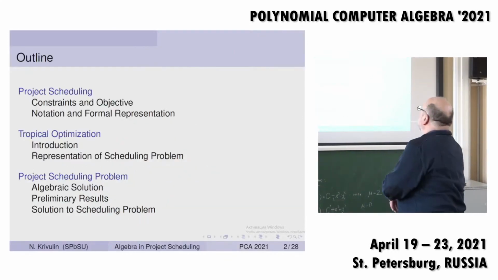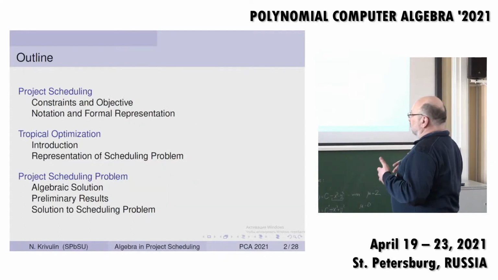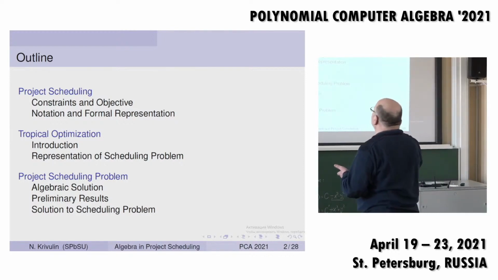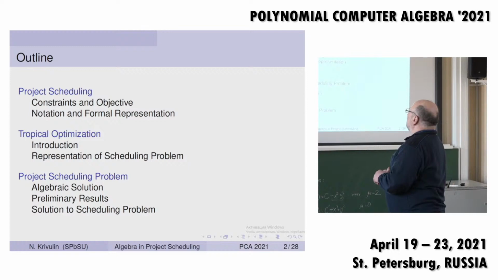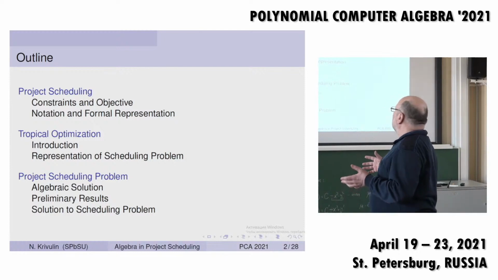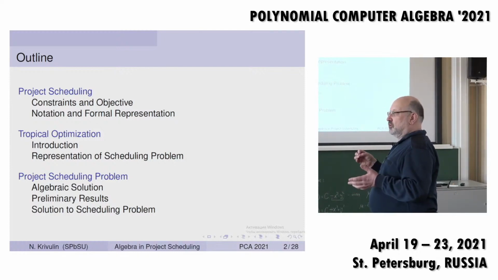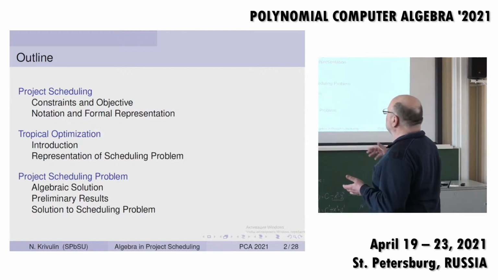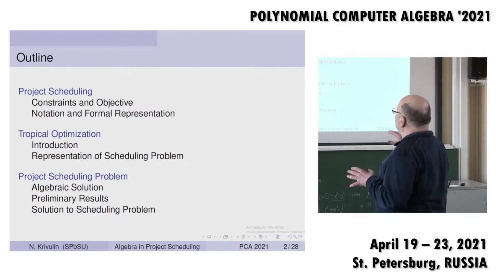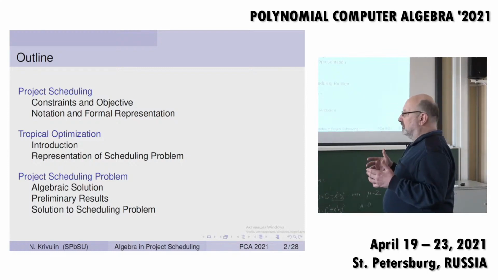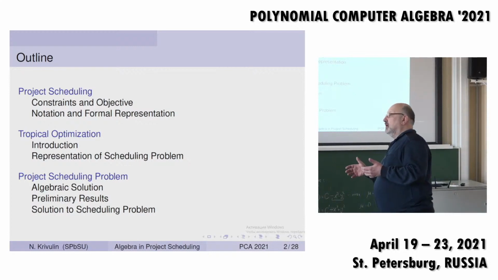Let me start with an outline of the presentation. First of all, I would like to present the motivating problem which comes from project scheduling. Next, I will present a brief overview of the tropical mathematics ideas, notations, and other points which we will use later when solving the problem. And the last part of the presentation is a description of the solution process of the problem and the presentation of the results.